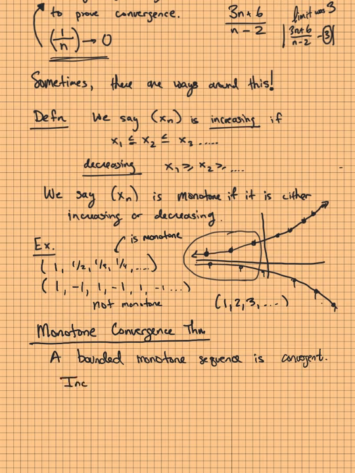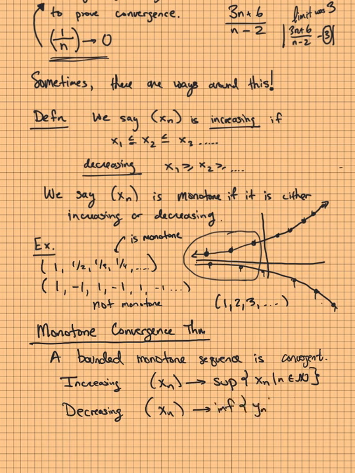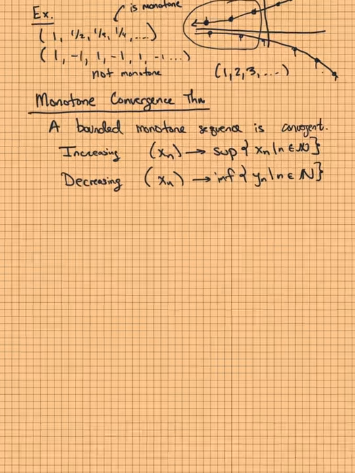So if it's increasing, then the xn's converge to the sup of the set xn. And if it's decreasing, then the xn's converge to the infimum of the set. Okay, so let me prove this.